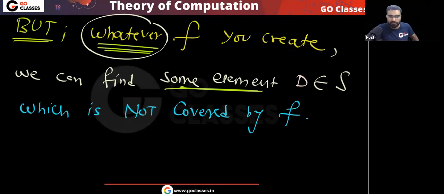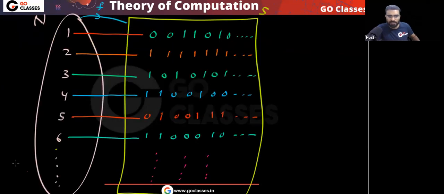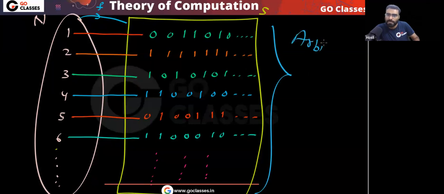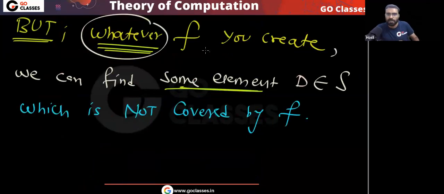Okay, so how will you find it? Tell me, in this function, how will you find it? See, this f we have taken. We have taken this arbitrary f from N to S. Now what is my target? My target is to find some element. Whatever f you create, I can find some element which is not covered by f.